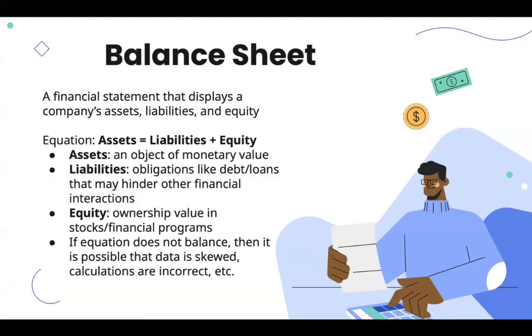Assets refer to anything of monetary value that a business owns. These can include physical items like cash, inventory, real estate, and equipment, as well as intangible assets such as patents or trademarks. Assets are what enable a company to operate and grow, making them a key factor in determining a business's financial strength.